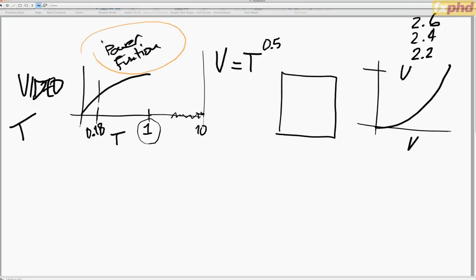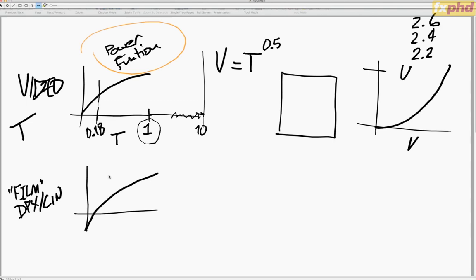And just in the last slide, I showed you some power function math. Now, in cinema, it's not like that. So let me put film in quotes, like the way we used to do it in DPX or Cineon. At the front end, we did a log.